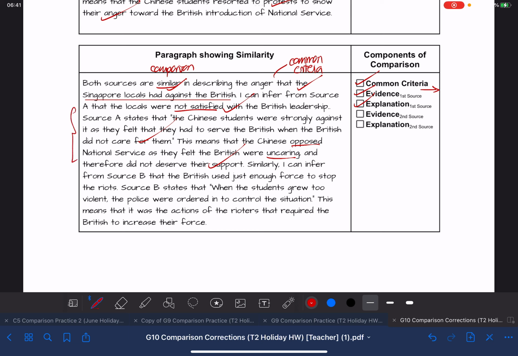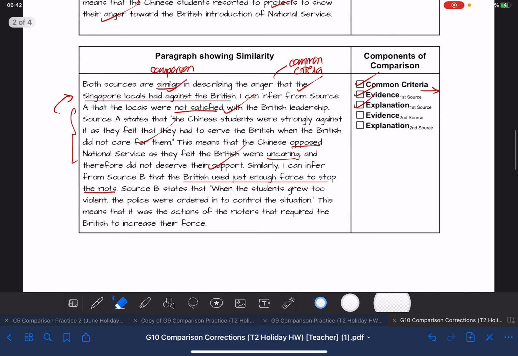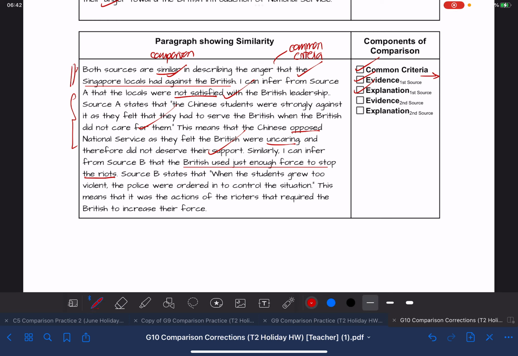I can see very clearly here that source A shows me that the locals were angry against the British. Similarly, I can infer from source B that the British used just enough force to stop the riots. Hey, wait a second. This is a bit strange, right? Because here, the common criteria, or the thing that I'm trying to compare both sources with, is about the anger Singapore locals had. And then over here, the inference about source B is about how the British used just enough force. So here, this is wrong.